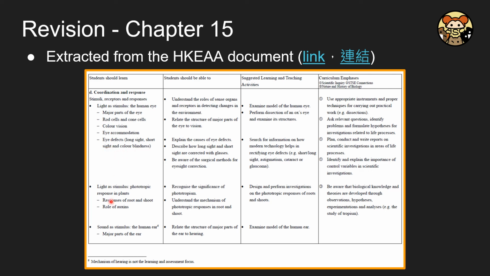And for the light stimulus of plant growth, that is tropism, we have to understand that the responses of roots and shoots are different, and the role of auxin in their growth. As for the hearing part, you are required to know some major parts of the ear. However, you may also notice that the mechanism of hearing is not the learning and assessment focus. When you are doing your revision, you should be selective.